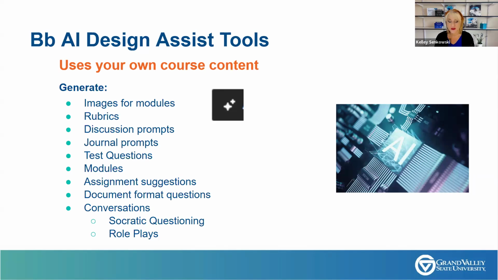So all of these different tools are already built into Blackboard. The beauty of the Design Assist tools is that it uses your own course content. So it's not feeding the large language models or anything like that. It's using whatever is in your course to come up with the different auto-generate prompts. So it's a huge time saver and a great way to ideate different assignments using your own content.